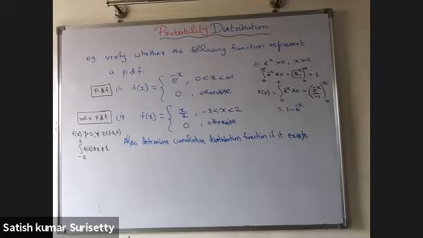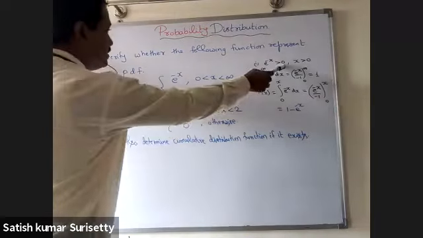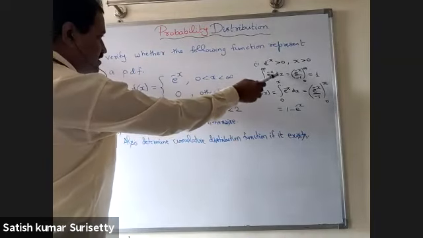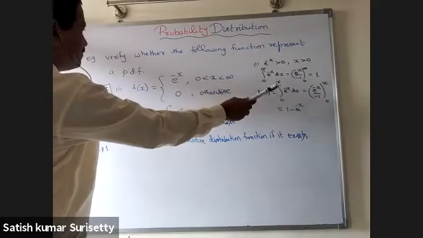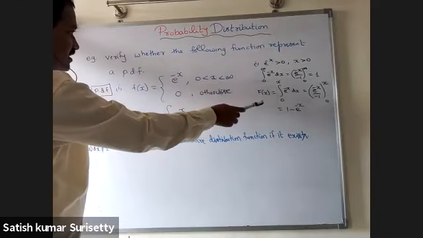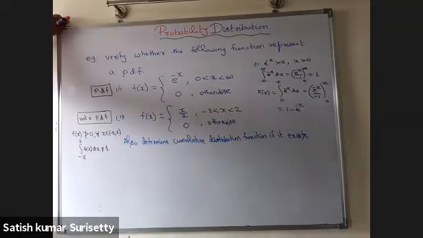So first example, f(x) = e^(-x) is always positive and the integral from 0 to infinity of e^(-x) dx equals 1, so it is a probability density function, and the cumulative distribution function is 1 minus e^(-x).